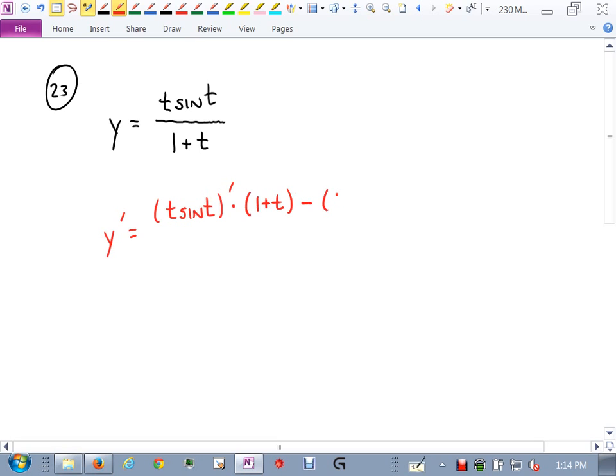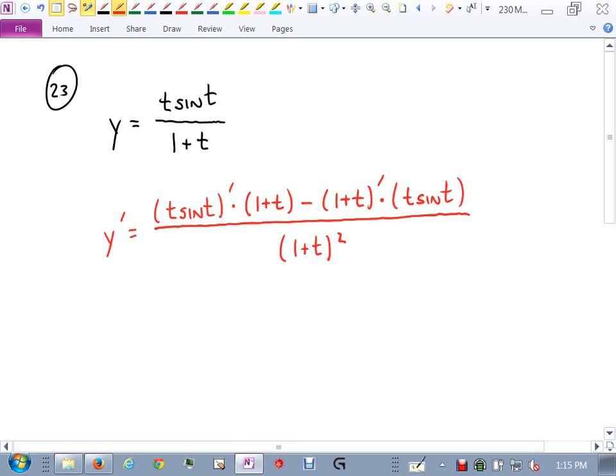Minus the derivative of the bottom times the top, all over the bottom squared. Bless you. Now it's derivative time.